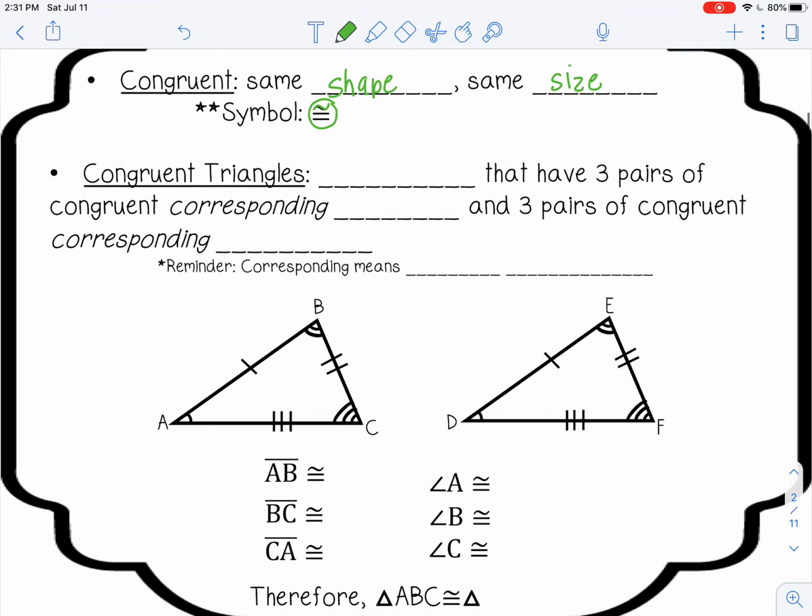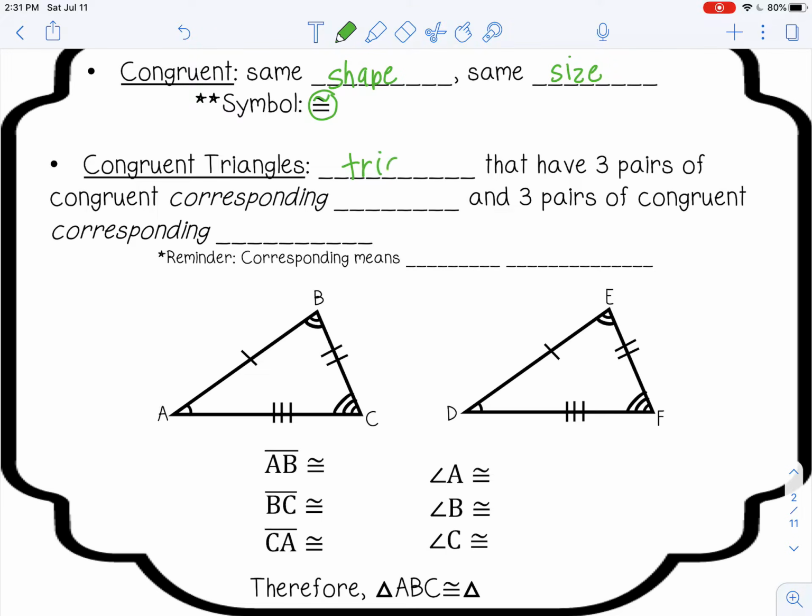All right, and then congruent triangles are triangles that have three pairs of congruent corresponding sides and three pairs of congruent corresponding angles. And remember, corresponding means in the same position. So for example, on these two congruent triangles below, angle B and angle E are corresponding angles because they are in the same position on both triangles.